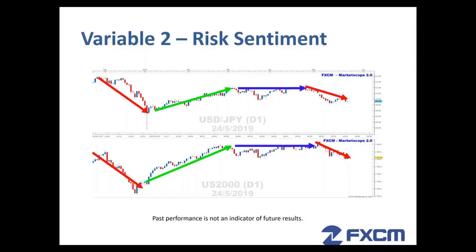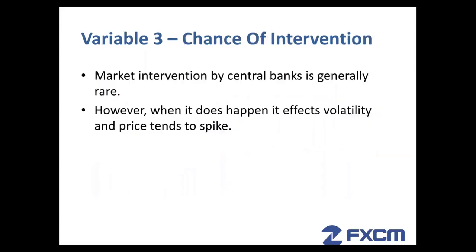Variable 3 to consider is the chance of intervention. In this variable, we regard intervention by the central bank. Now, central bank intervention is extremely rare, but it does happen. And when it does happen, it affects volatility and prices tend to spike.